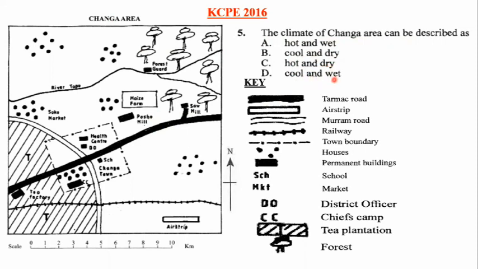Now, let us see. What evidence do we have in a map? First, we have tea. We have forest. And then settlement is clustered. This is clustered settlement. Now let's use the crops. The main crop here takes a bigger part of the area, and then there are forests. So what climate is that?